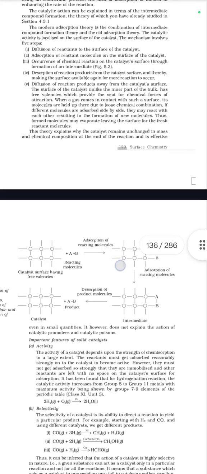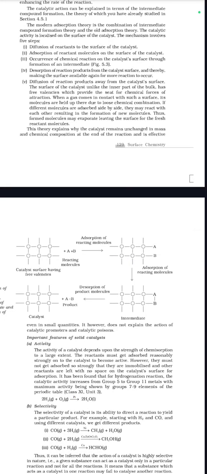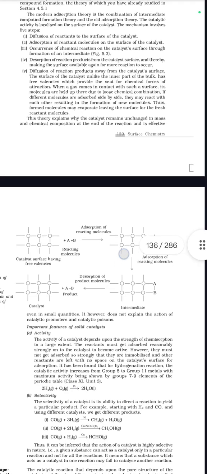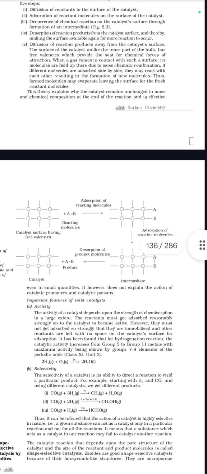Diffusion of reactant to the surface of the catalyst, adsorption of the reactant molecule on the surface of the catalyst, occurrence of chemical reaction on the catalyst surface through formation of intermediate, desorption of reaction products from the catalyst surface, thereby making the surface available again for more reaction to occur, and diffusion of reaction products away from the catalyst surface.